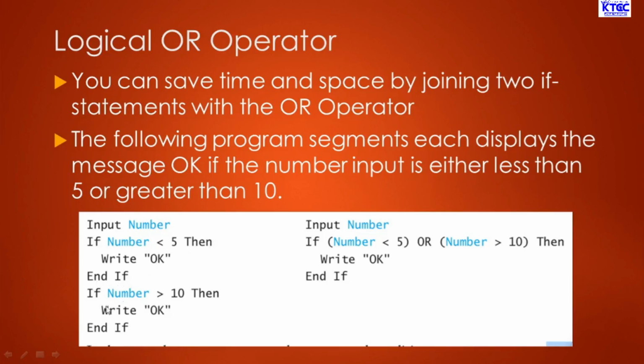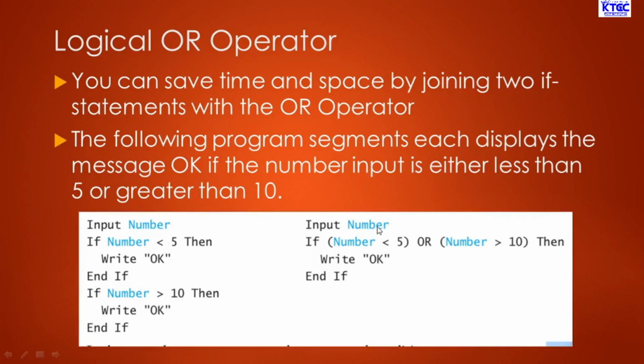So you write okay and end. If number is greater than 10, you write okay. Now let's check here. So instead of checking this by saying if the number is less than 5, then okay, then after that you end if. Then you come to this one, then you write okay. Then you end if. Let's see how it has been summarized here.